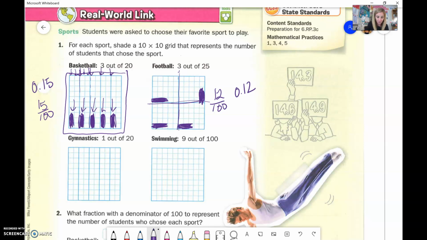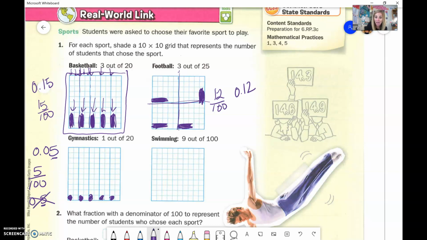All right, 1 out of 20. Notice they're shaded back into the 20s. So there we go, 1 out of 20. So 1, 2, 3, 4, 5. 5 out of 100, which is 0.05. Okay, 5 hundredths. If you wrote it like this, that is 5 tenths. That is wrong. It has to be 5 hundredths. Got to remember that place value.